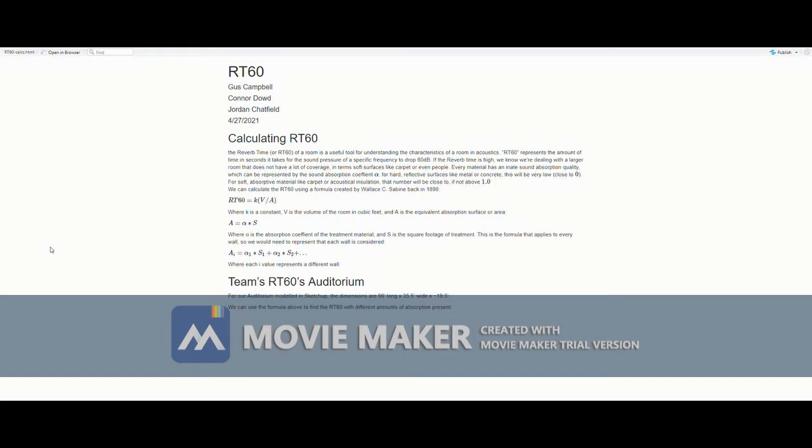We can take a look at the formula for RT60, shown here, as K times V divided by A. K is a constant, V is the volume of the room in cubic feet, and A is the equivalent absorption surface, shown here, where it's alpha, the aforementioned sound absorption coefficient, times S, which is just the square footage of the treatment. Now in this case, we would have to apply this formula for every single wall, so the total A is going to be alpha 1 times S1, which could represent one of the walls, plus alpha 2 times S2, which represents another wall, and so forth and so forth.